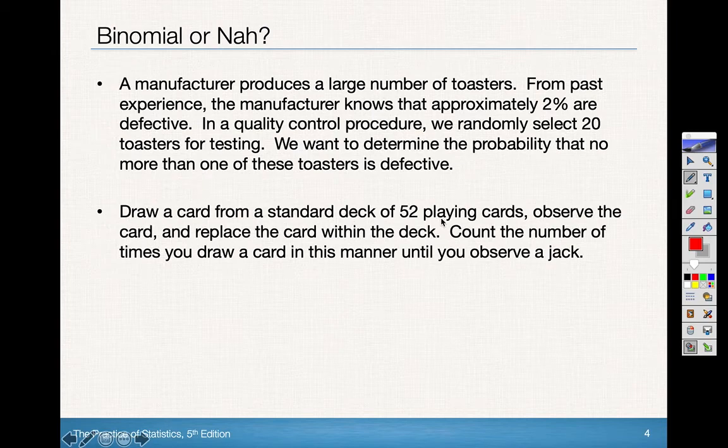Draw a card from a standard deck of playing cards. Observe the card and replace the card. Okay, so we're drawing a card. We are replacing it, so we have independence. Count the number of times you draw a card in this manner until you observe a jack. So this is picking a card, putting it back, picking a card, putting it back, until you get a jack. Well, that means we don't have a fixed number of trials, the letter N in our BINS. We do not meet that, so not binomial.